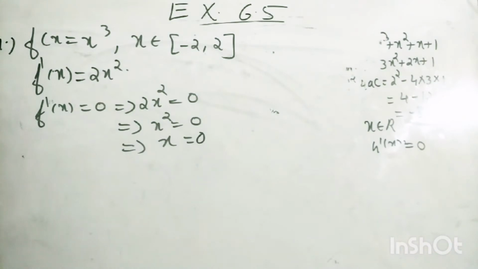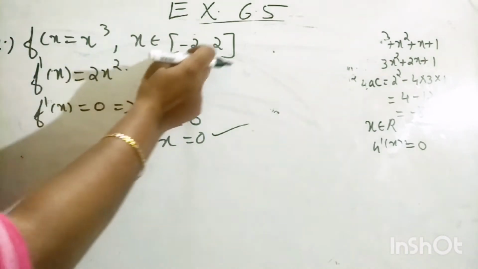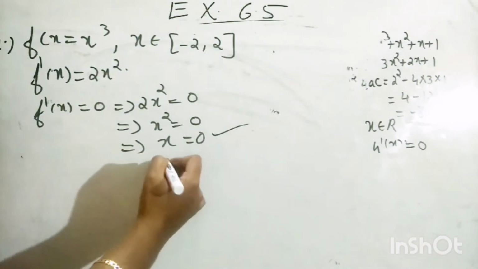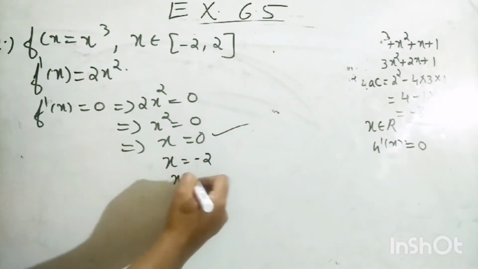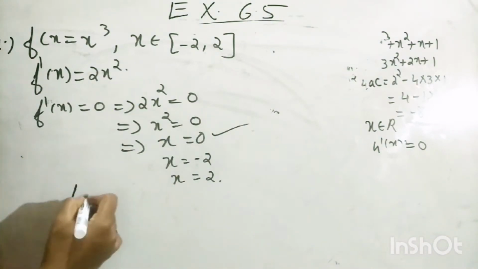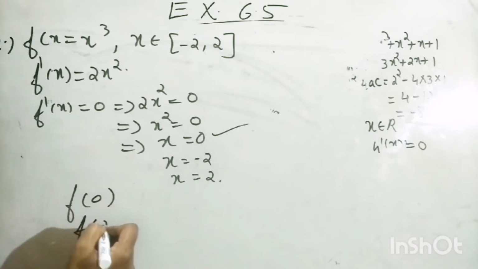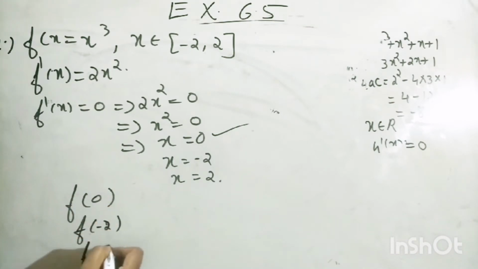Now, the working rule to find absolute maxima and absolute minima: first we find the critical points that we got. Now we need to take the endpoints of our interval, that is x is equal to minus 2 and x is equal to 2. After that, we need to find the value of our function f at these values: f of 0, f of minus 2 and f of 2.